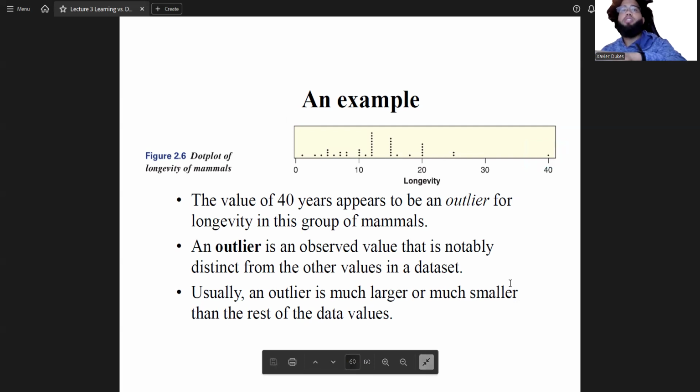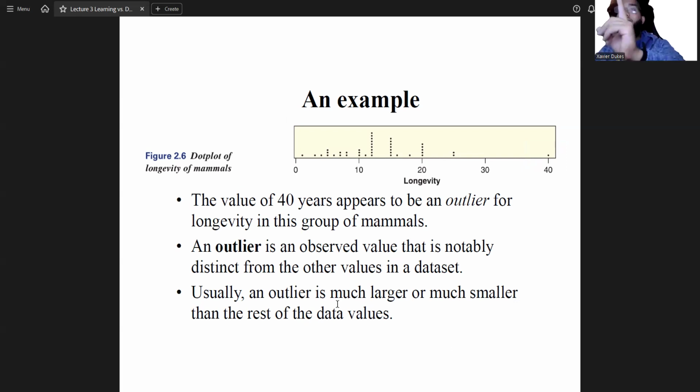Usually an outlier is much larger or smaller than the rest of the data values. Or you can even have an instance where the outlier is in the middle. It's the average between the two.